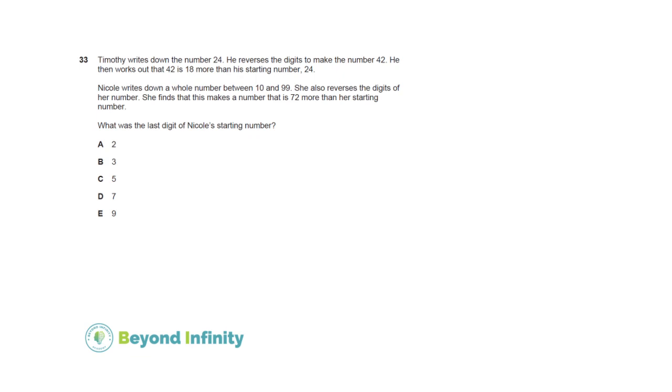Timothy writes down the number 24. He reverses the digits to make the number 42. He then works out that 42 is 18 more than his starting number 24. Nicole writes down a whole number between 10 and 99. She also reverses the digits of her number. She finds that this makes a number that is 72 more than her starting number. What was the last digit of Nicole's starting number?